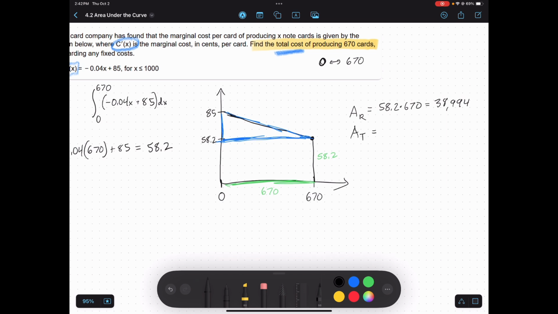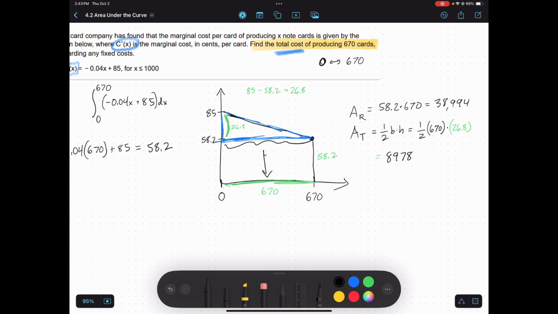What about the area of the triangle? This is a little trickier. Remember, area of a triangle is 1/2 base times height. So I just need to know what my base is and what my height is. Well, my base is still that same 670 distance. So I'm going to have 1/2 times 670 times my height. What's my height? Well, in this case, my height is this distance. And how do I find that distance? Well, that's just the difference between my starting value and my ending value: 85 minus 58.2, which is 26.8. So this distance right here is 26.8, and that's what I'm going to multiply in my formula over here. And so this area gets me 8,978.